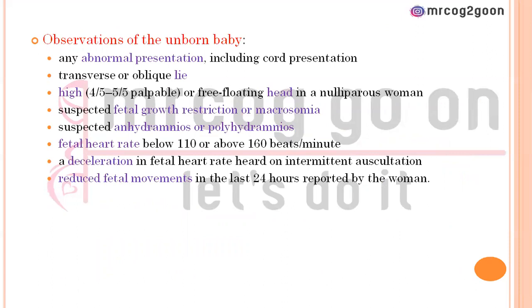Observation of the unborn: abnormal presentation, transverse or oblique lie, floating head per abdomen, suspected fetal growth restriction or macrosomia, suspected anhydramnios or polyhydramnios, fetal heart rate below 110 or above 160, deceleration on intermittent auscultation, because this will need continuous electronic fetal monitoring, reduced fetal movement in the last 24 hours.